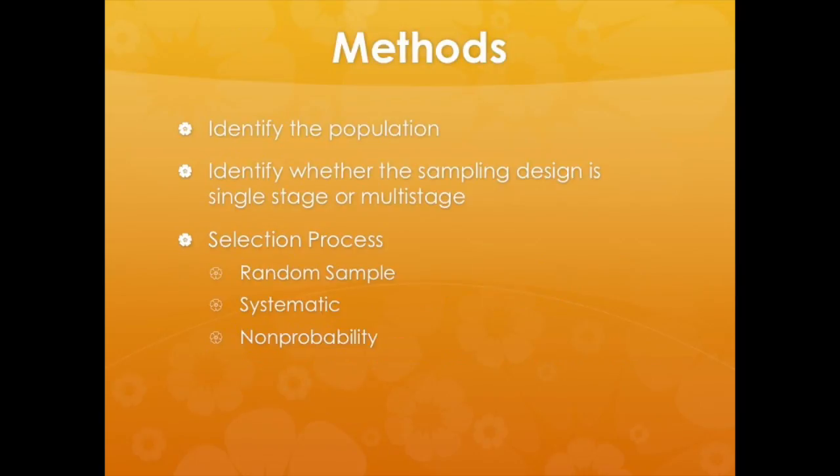So now we're going to talk about the methods portion of a research study. You're going to identify your population. The readers need to know who is the population. So are you going to reach out to academic deans or undergraduate students or graduate students? You're also going to state the size of your population, whether it's 50 or 100 or 200. Make sure that the reader understands this. Then you're going to move on to identifying whether the sampling design is a single stage or a multi-stage. Then you're going to identify the selection process. So you can do either a random sample, which speaks for itself, or you're going to do a systematic sample, or you're going to do a non-probability sample.